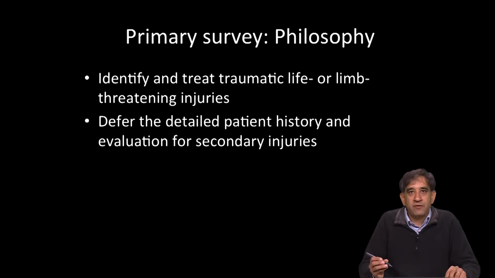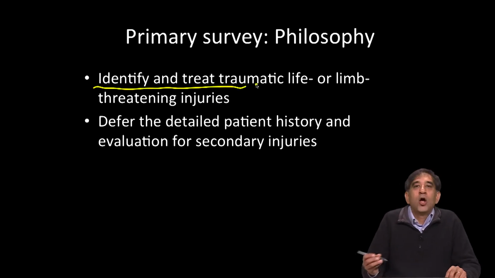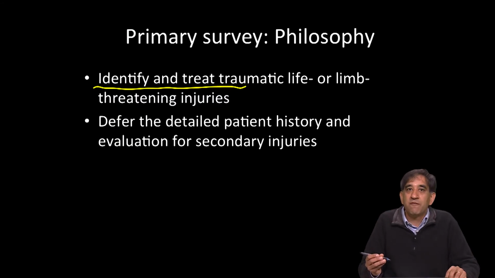The primary survey philosophy is different than the way that we care for patients generally in medicine, and that is we are interested in identifying and treating life or limb-threatening injuries. And that comes first, and we defer the detailed patient history and evaluation for second injuries until later. So if we identify an injury, we treat it if we think it's life-threatening, and then we move on to the rest of our assessment. We don't continue assessing the patient and leave something potentially life or limb-threatening to be dealt with later.